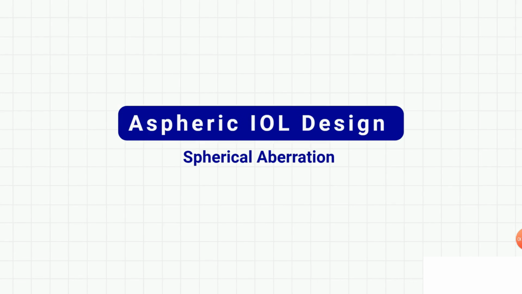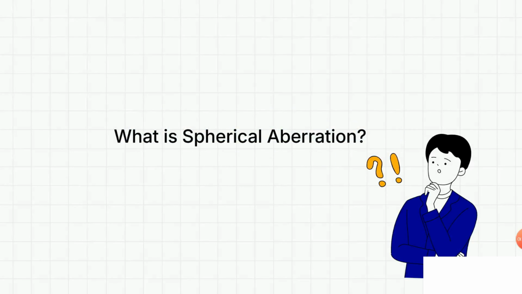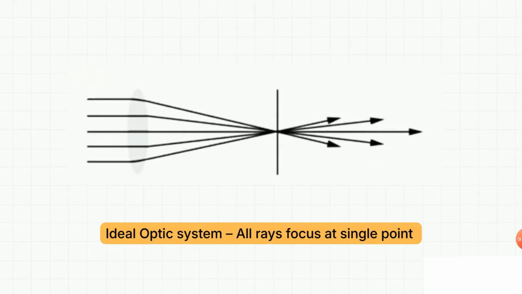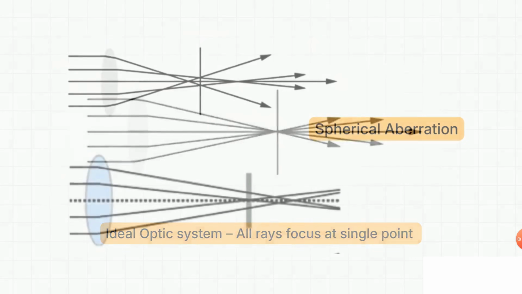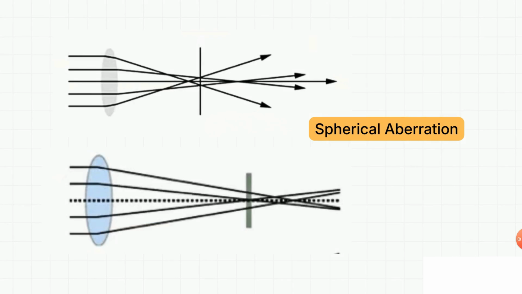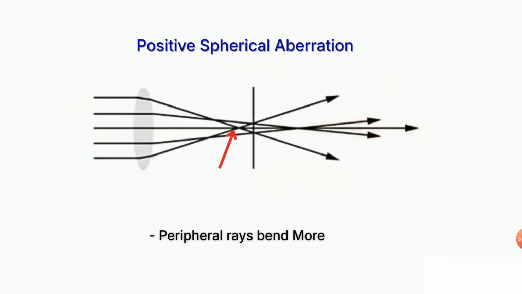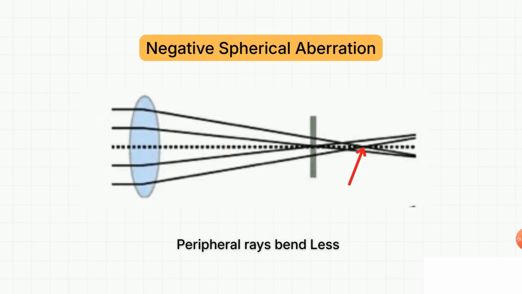Before we talk about the aspheric IOLs, we need to understand why spherical aberration even matters. So first, what is spherical aberration? In an ideal optical system, all incoming rays of light should focus at a single point. But in real optics, that doesn't happen. The peripheral rays and the central rays don't focus together. When the peripheral rays focus in front of the central rays, we call it positive spherical aberration. And when the peripheral rays focus behind the central rays, that is negative spherical aberration.